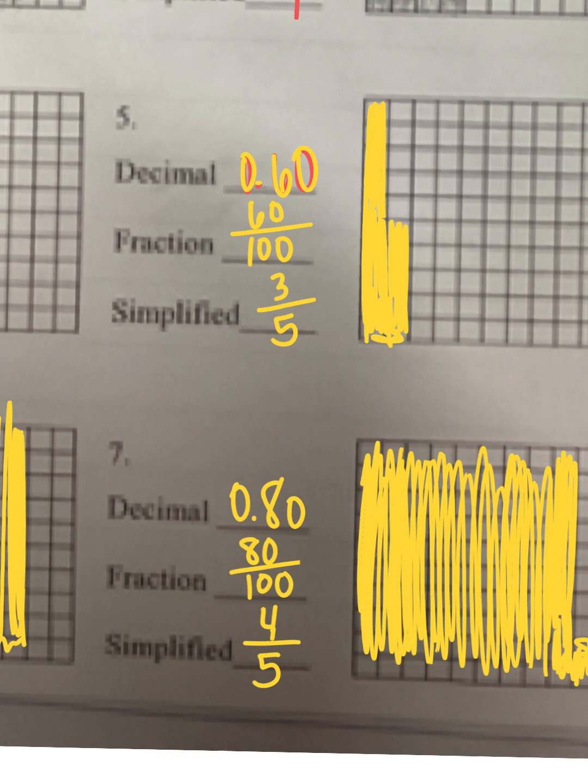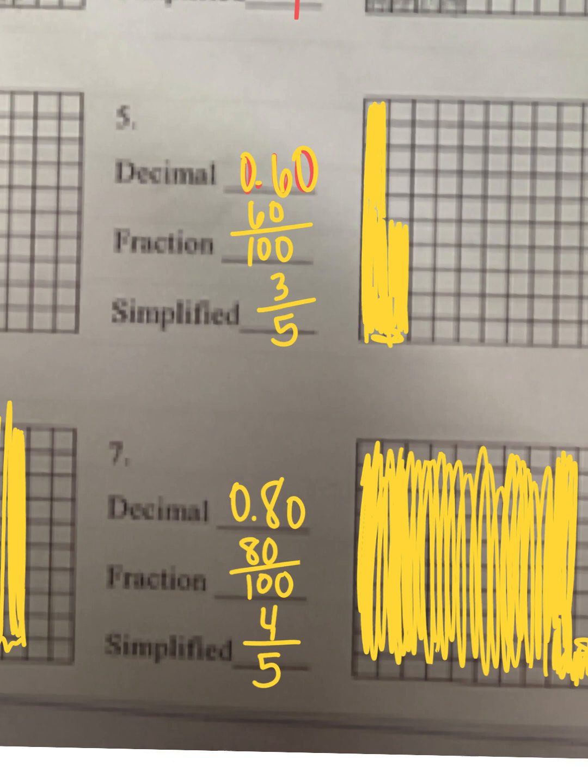On number 6, I gave you 15 over 100. The decimal is 0.15. The reduced simplified fraction is 3/20ths because I reduced by 5. And I had 15 boxes shaded.